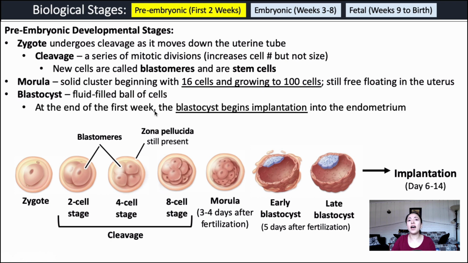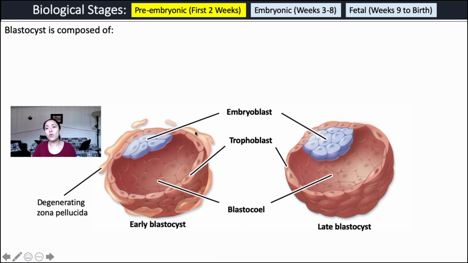After the morula, we have what is called the blastocyst, and the blastocyst is actually a fluid-filled ball of cells, so you can see that there's all this fluid inside of there. At the end of the first week after fertilization, the blastocyst begins to implant within the endometrium, or the inner lining of the uterus. And this process actually takes about a week for the blastocyst to become fully implanted within the uterine lining. So let's look a little bit more at the characteristics of a blastocyst here.